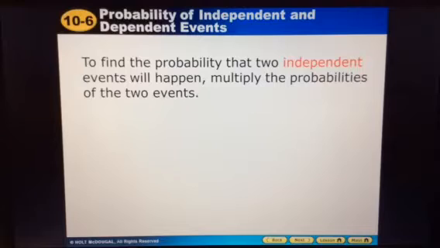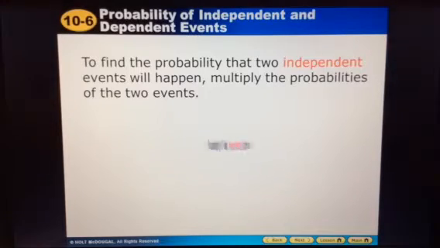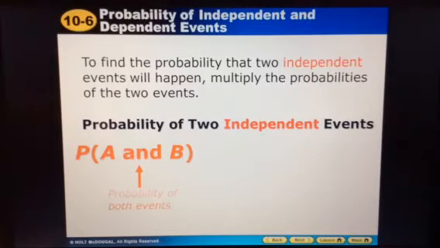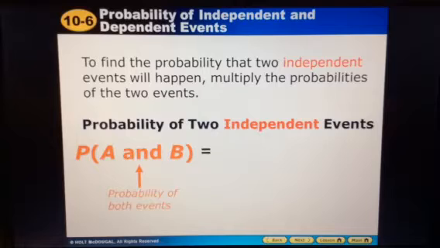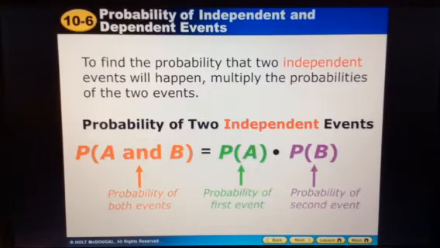All right, so now to find the probability that two independent events will happen, multiply the probabilities of the two events. And I'm sure you're wondering why. Well, I'll show you after we do the example. The probability of A and B will equal the probability of A times the probability of B. That's just the mathematical way to say the definition.